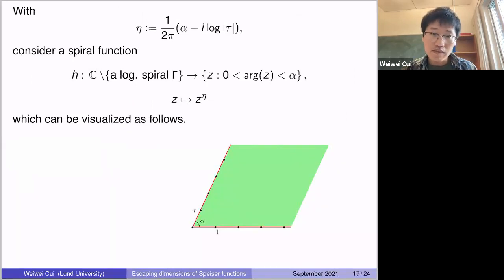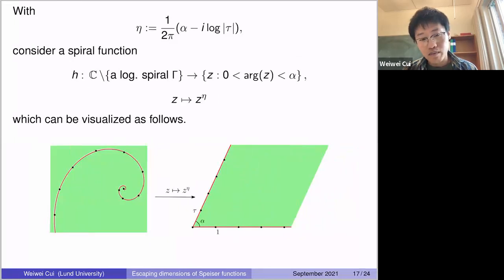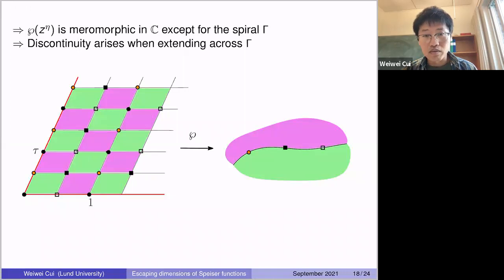So then we define this number eta, which also depends on alpha and tau, and then we consider a spiral function. Roughly it means that it maps the plane minus a spiral to a sector. The map is z to the power eta, where eta is a complex number. With this spiral function, if it is composed with the p function, you get a meromorphic function in the plane except for the spiral. You are not sure whether the function will extend continuously across the spiral. So what we are going to do is that we have to change a little bit.